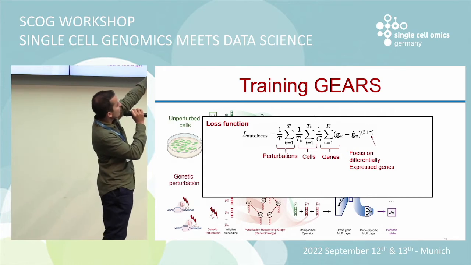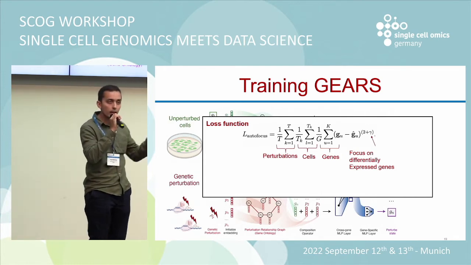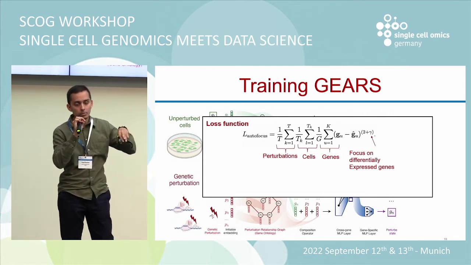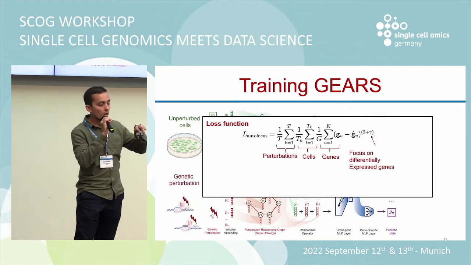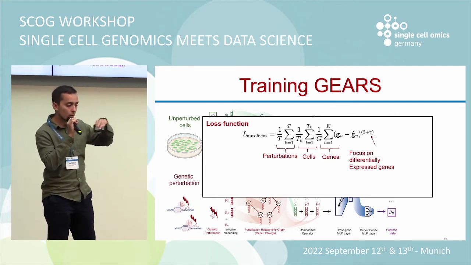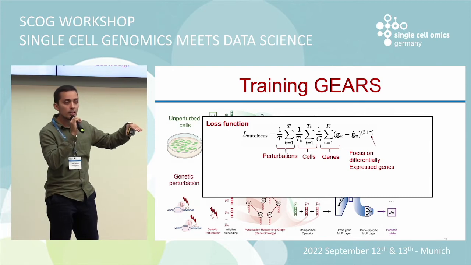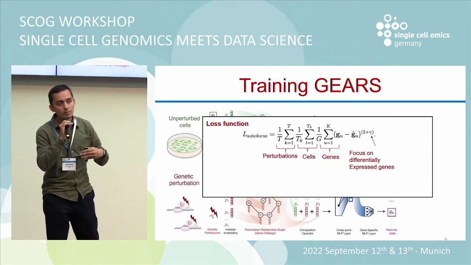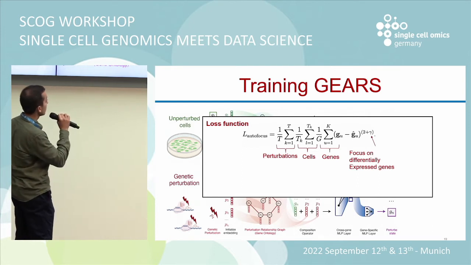We also have a term in the exponential that allows us to focus on differentially expressed genes. The problem becomes a little simpler if you focus on them, because if you consider all genes, most of the genes don't do anything. So you tend to instead focus on genes that are more differentially expressed, and this also helps our model in predictions.